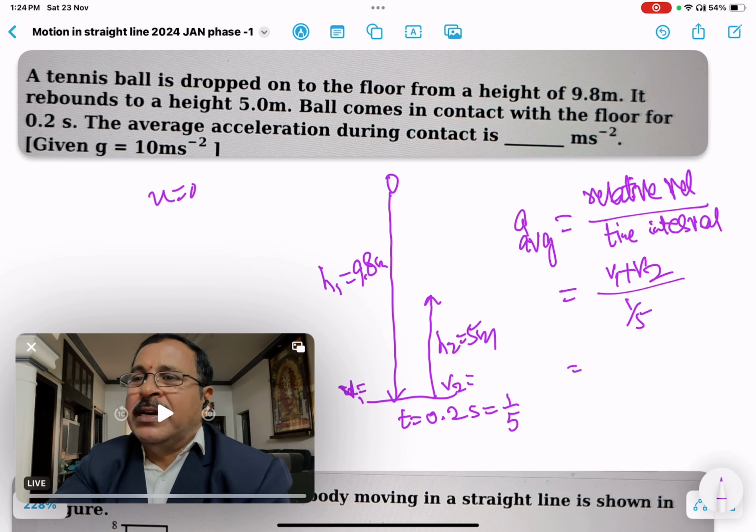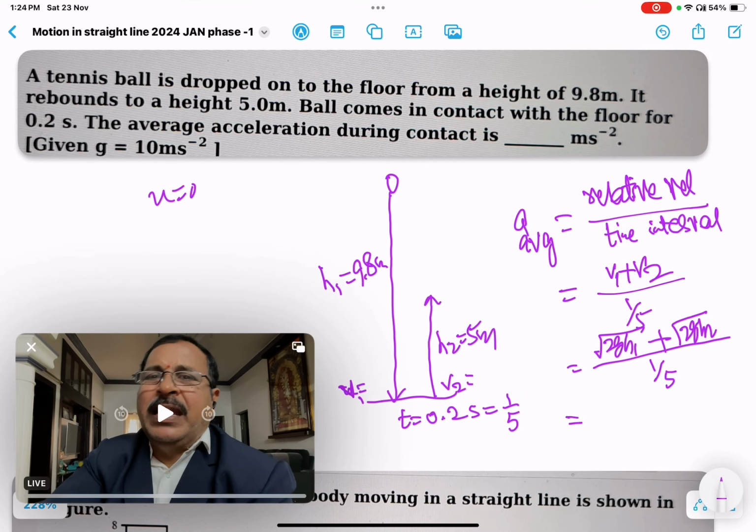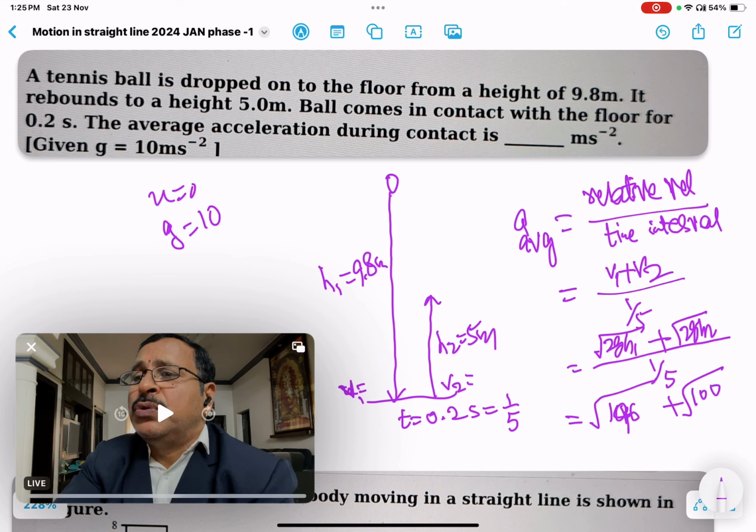So v1 is what here? Under root of 2gh1 plus v2, which is under root of 2gh2, divided by 1 by 5. The g value is 10, given in the problem. So 2 into 10 into h1, which is 9.8, that is 196, root 196, that is 14. Plus under root of 100, because 2 into 10 into h2 value 5, so root 100, divided by 1 by 5.